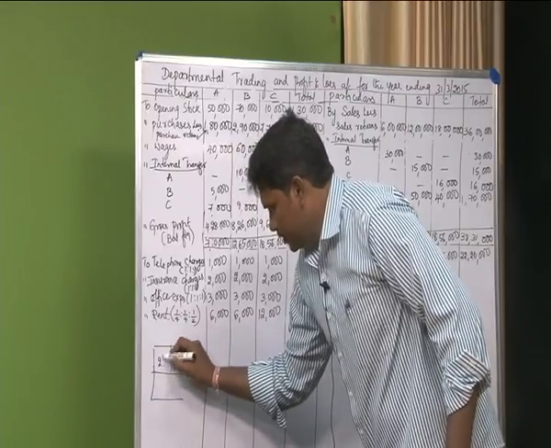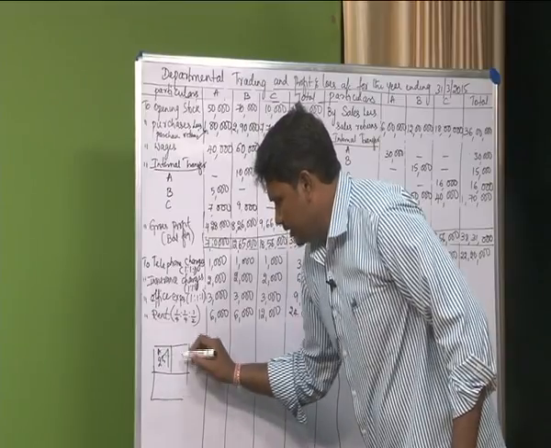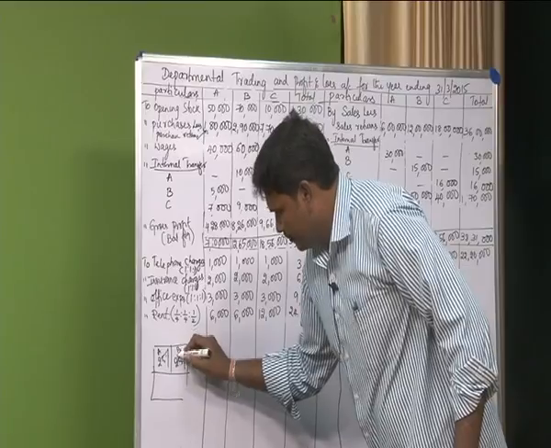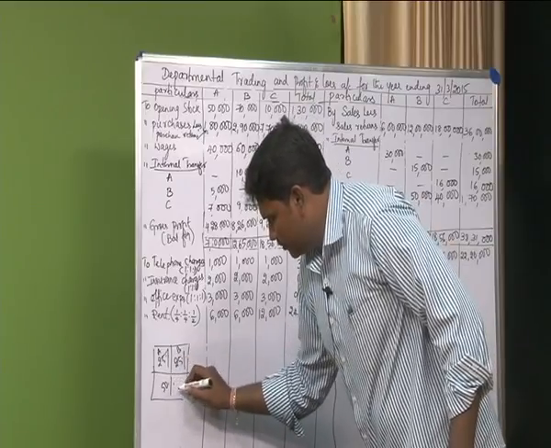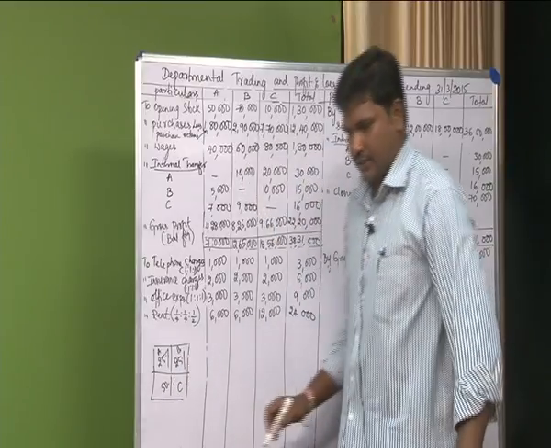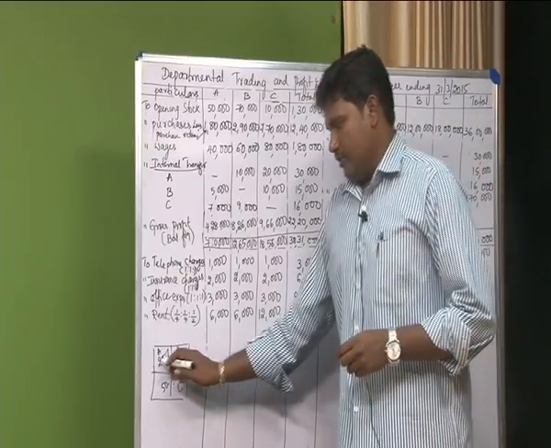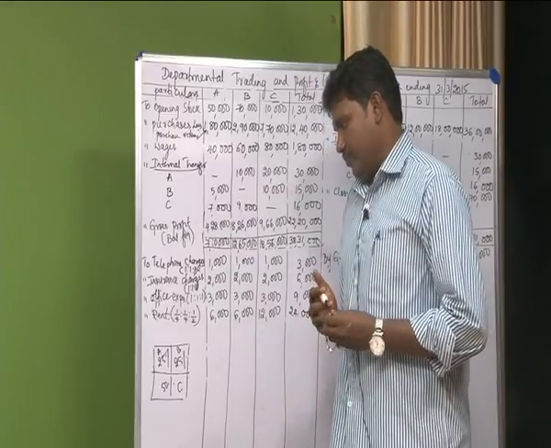If 25% is used by department A, 25% is used by department B, then 50% is used by department C.